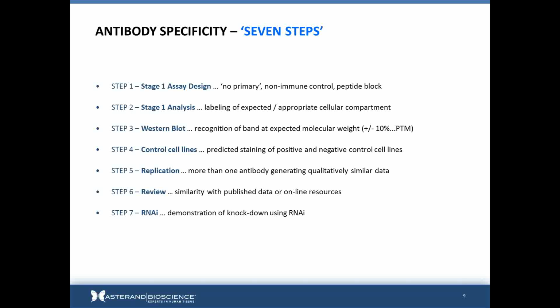Lastly, step 7, RNA knockdown experiments with immunohistochemical determination of protein levels. So excluding step 7, RNA knockdown, these steps can combine to establish a case for whether an antibody is specific. Steps 1 to 6 individually, none of them are definitive and shouldn't be taken as such.